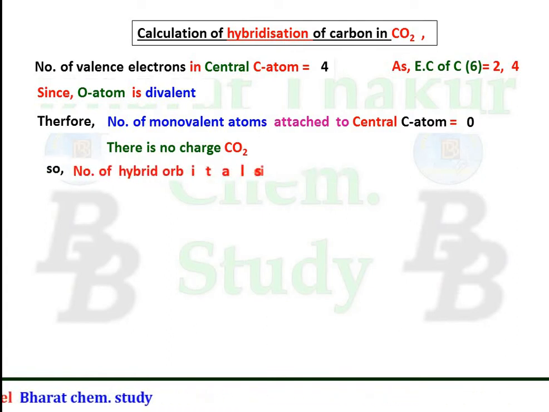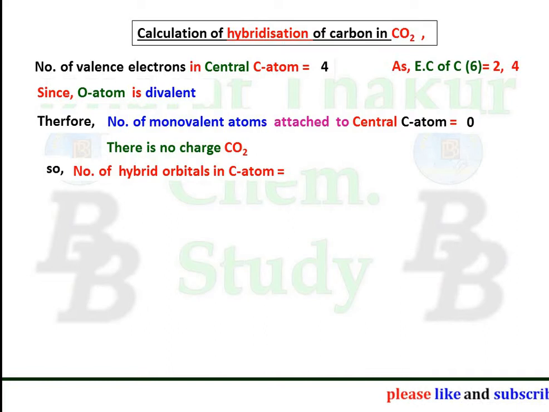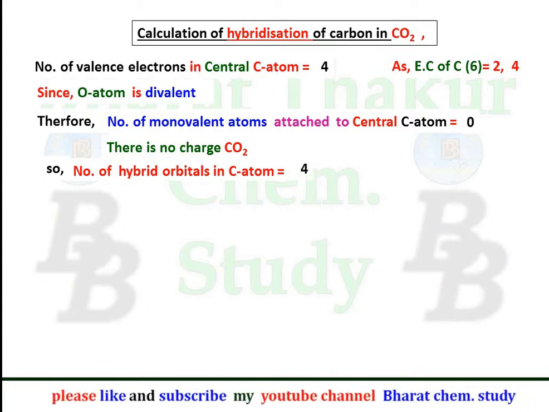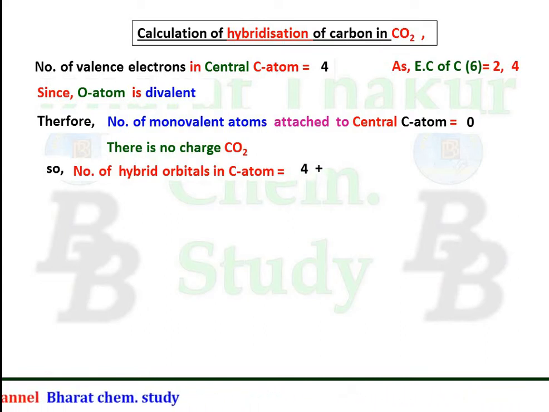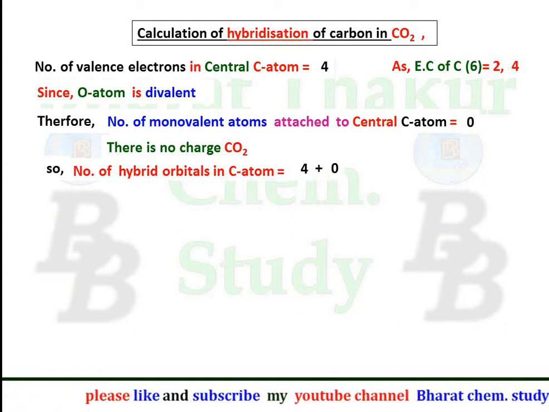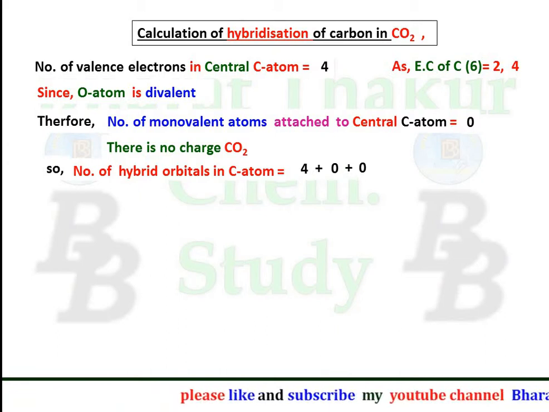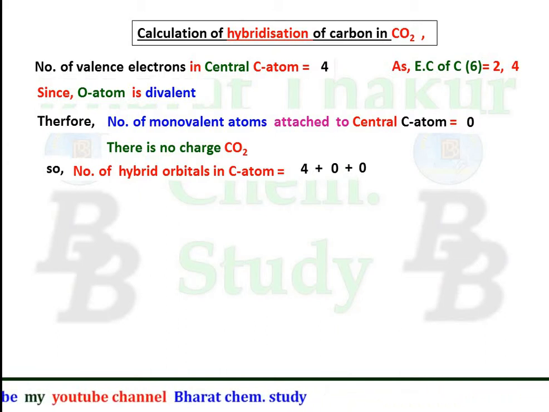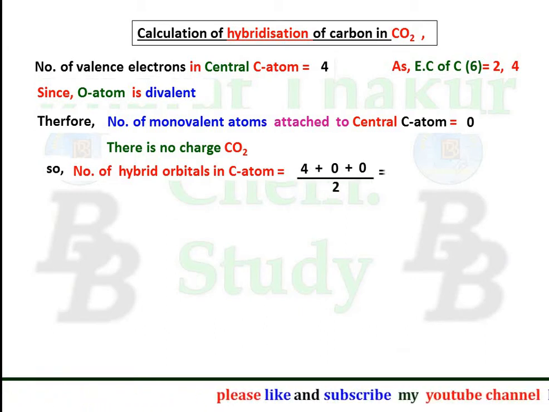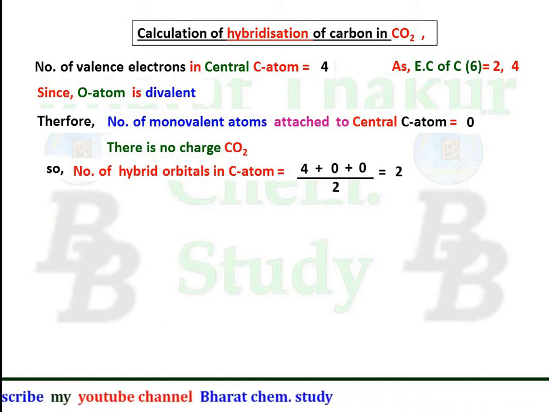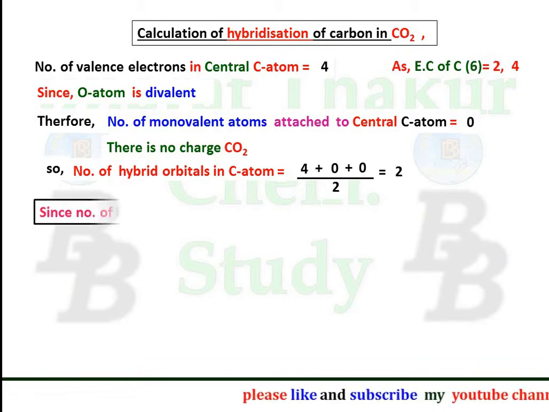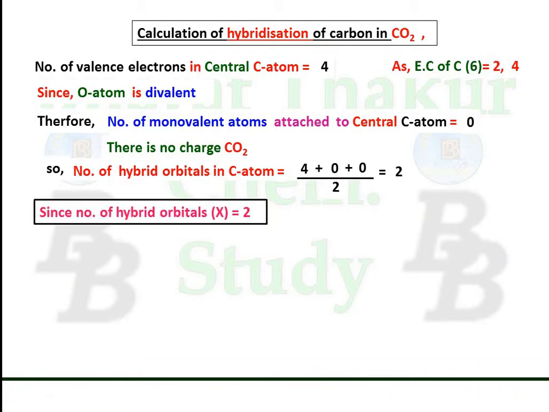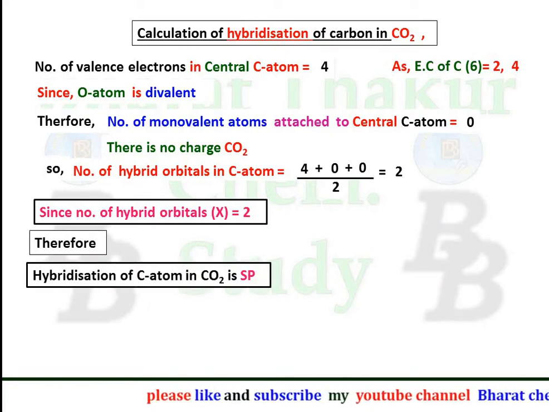Hence the number of hybrid orbitals in the carbon atom can be calculated by using the first formula which we have studied: the number of valence electrons in the central atom plus the number of monovalent atoms attached. Here the number of monovalent atoms is 0 because oxygen is divalent, and carbon dioxide is neutral, no positive or negative charge is present over here, so we are putting 0, and it must be divided by 2, and the answer comes to be 2. That means in case of carbon dioxide there are 2 hybrid orbitals, hence the hybridization of the carbon atom in carbon dioxide is sp.